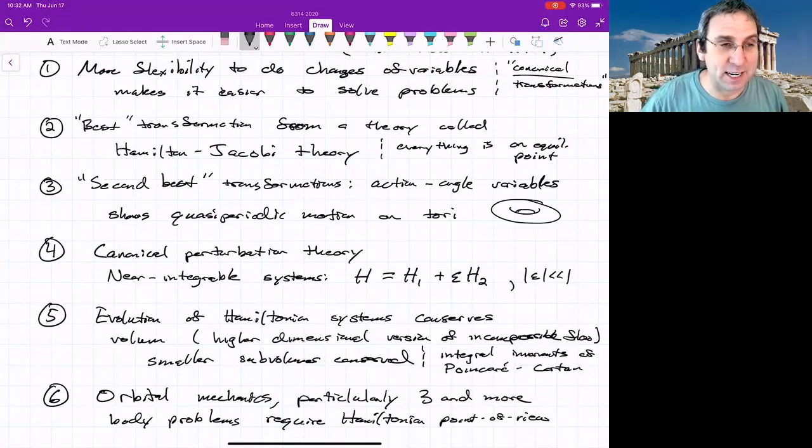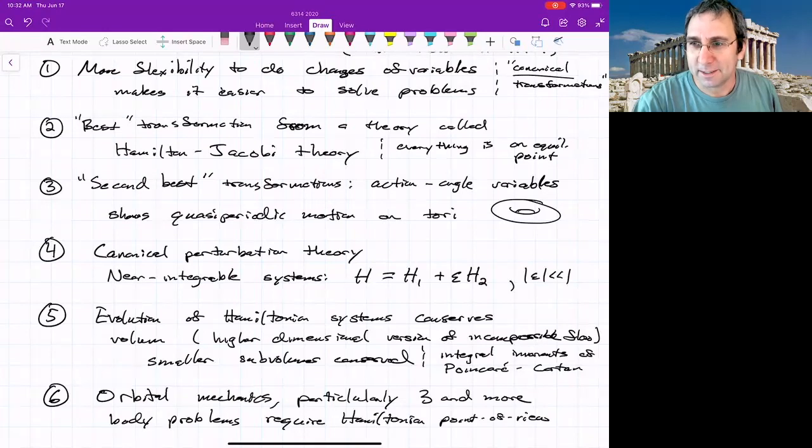I didn't even mention the connection to fluid dynamics. Two-dimensional fluid dynamics that are incompressible can be written as a Hamiltonian system, where the Hamiltonian is a stream function. So there's that. All right.